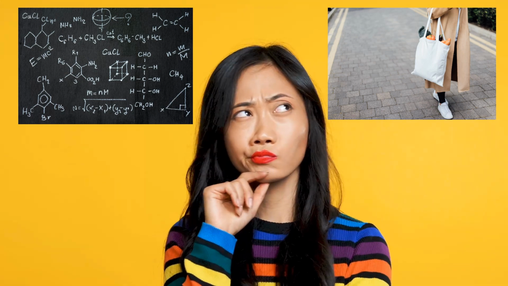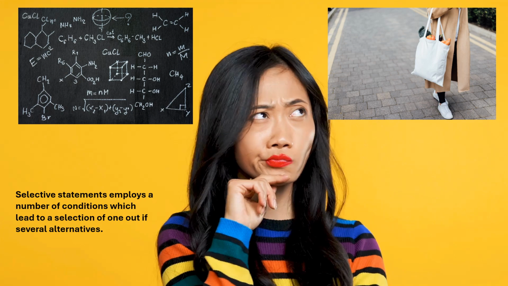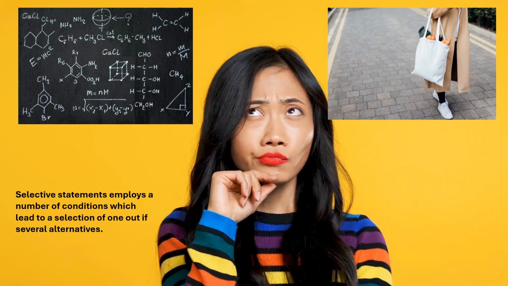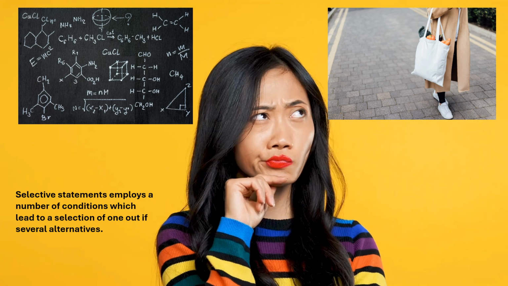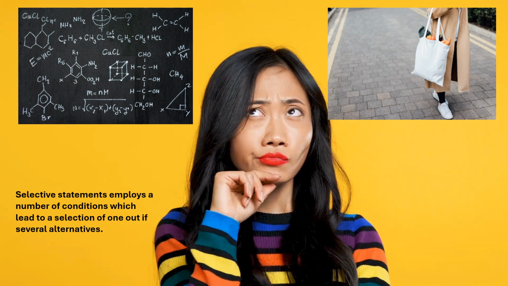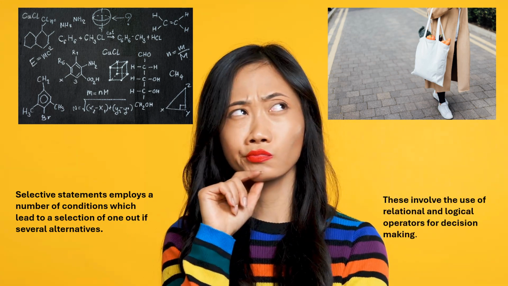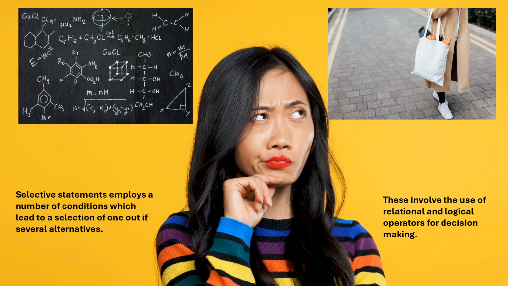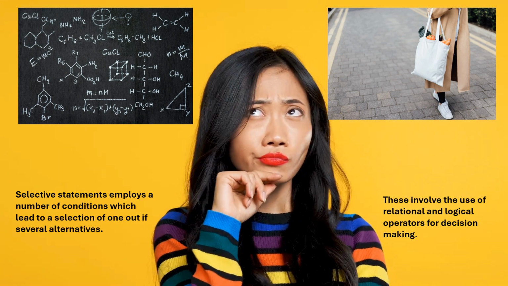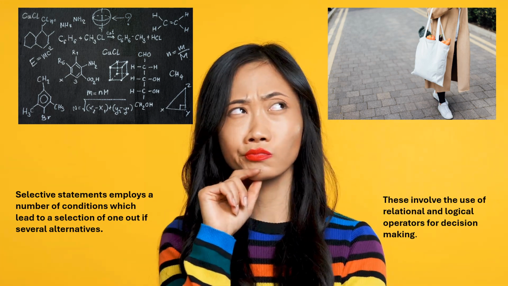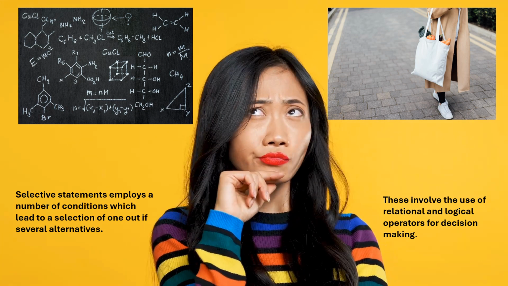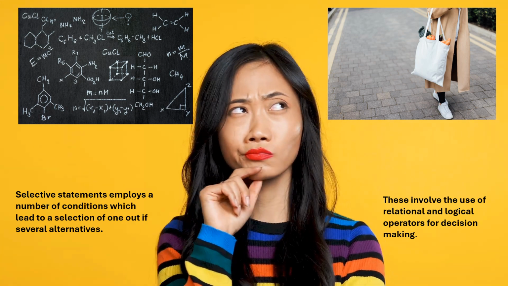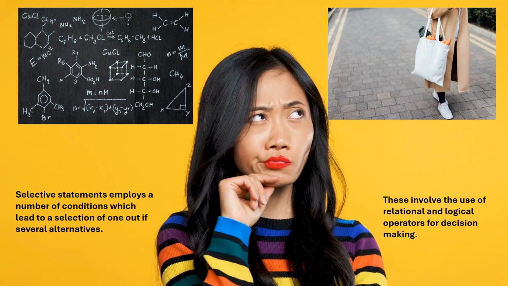decision control structures. These are the selective statements that employ a number of conditions which lead to a selection of one out of several alternatives. And since you need to decide, these use the relational operators. In addition to relational operators, there are a few scenarios when you need to decide among more than one option. In that case, together with the relational operators, you use the logical operators as well.